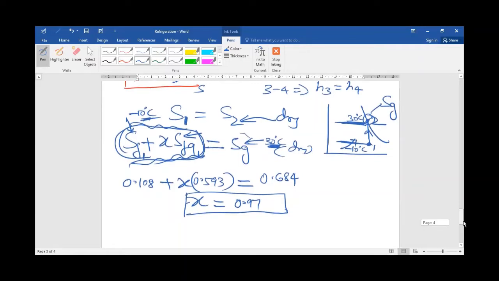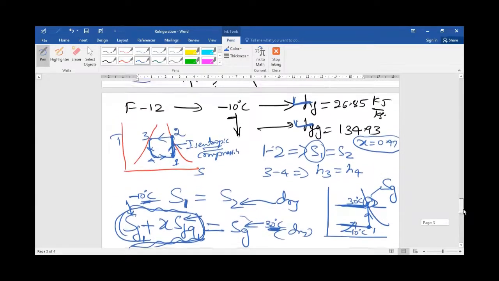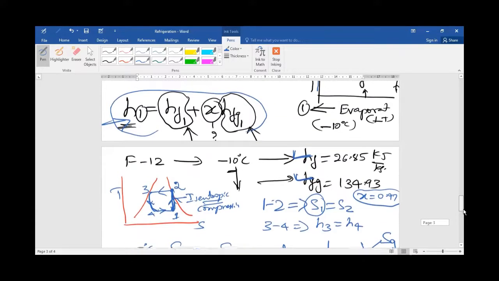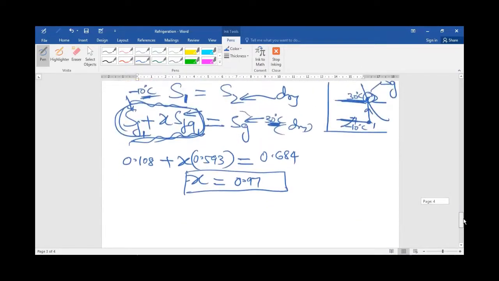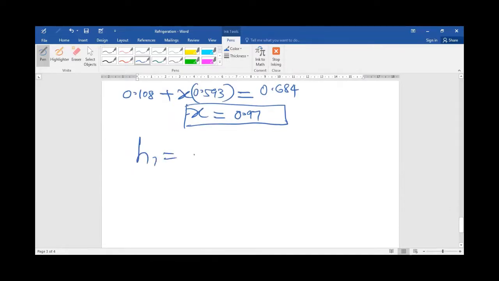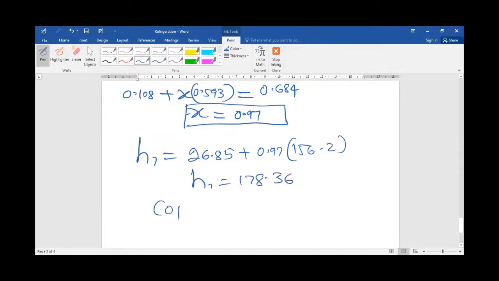Don't get confused with values. That was a superheated condition. Here it is dry condition. That's it. So for this equation, I will write the enthalpy. Enthalpy H1 is equal to HF1, how much? Directly I will write 26.85 plus 0.97 multiplied by 156.2. So this value will be 178.36. So now I use the COP.